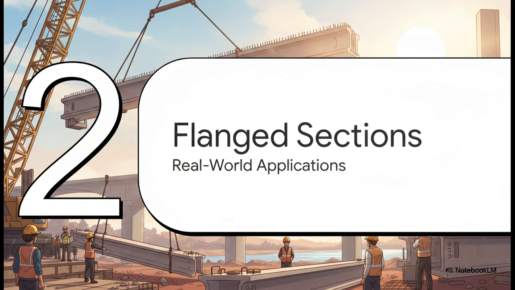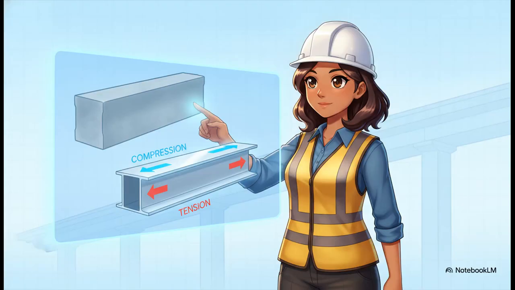Rectangular beams are fine for textbook theory, but let's step out onto a real Indian bridge construction site. In the real world, especially for massive bridges and flyovers, we rarely use simple rectangular beams. They're just too heavy and incredibly inefficient for long spans. Instead, we use flanged sections, like I-girders or T-beams.